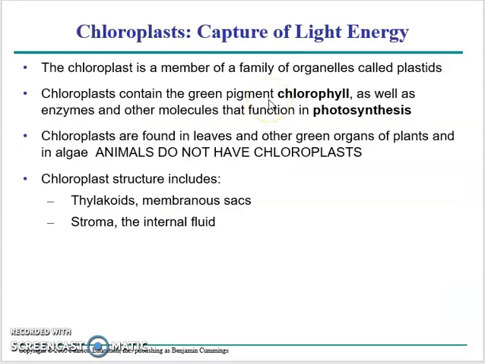So chloroplasts are not there to do cellular respiration; they're there to capture light energy. Okay, so chloroplasts basically contain the green pigment, which is called chlorophyll. Chlorophyll is what makes plants green, right? As well as enzymes and other molecules that function in photosynthesis, which I just outlined a couple slides ago, right? So chloroplasts are found in leaves and other green organs of plants and algae. Animals do not have chloroplasts.